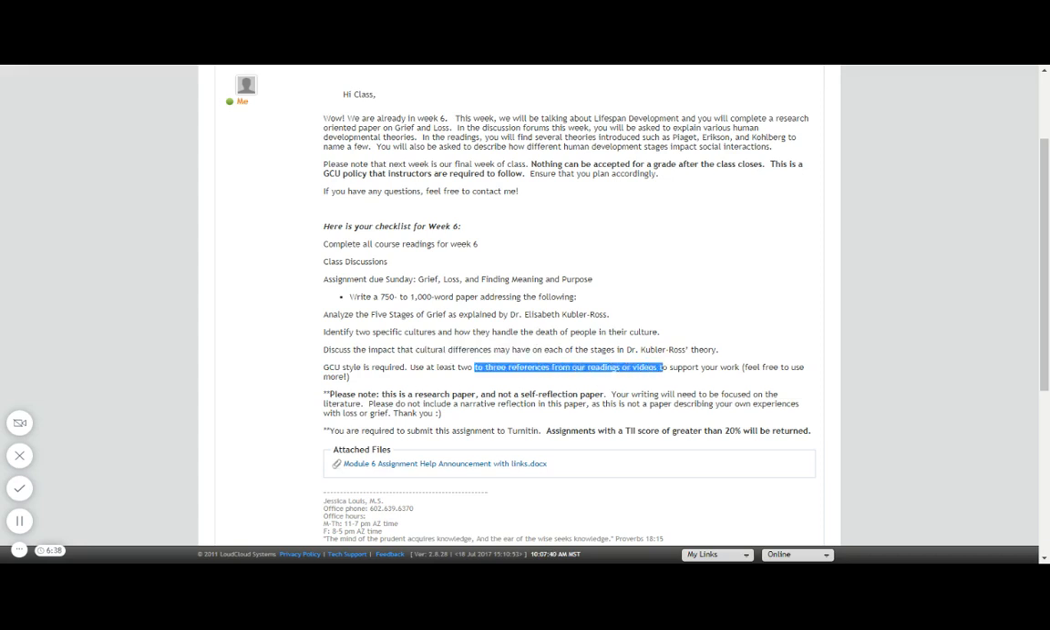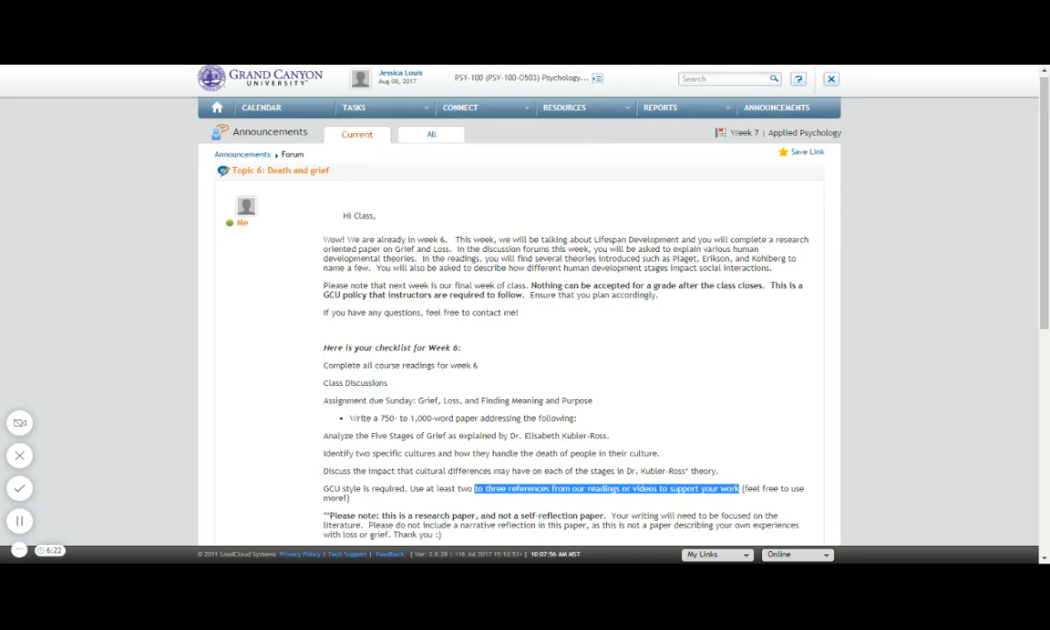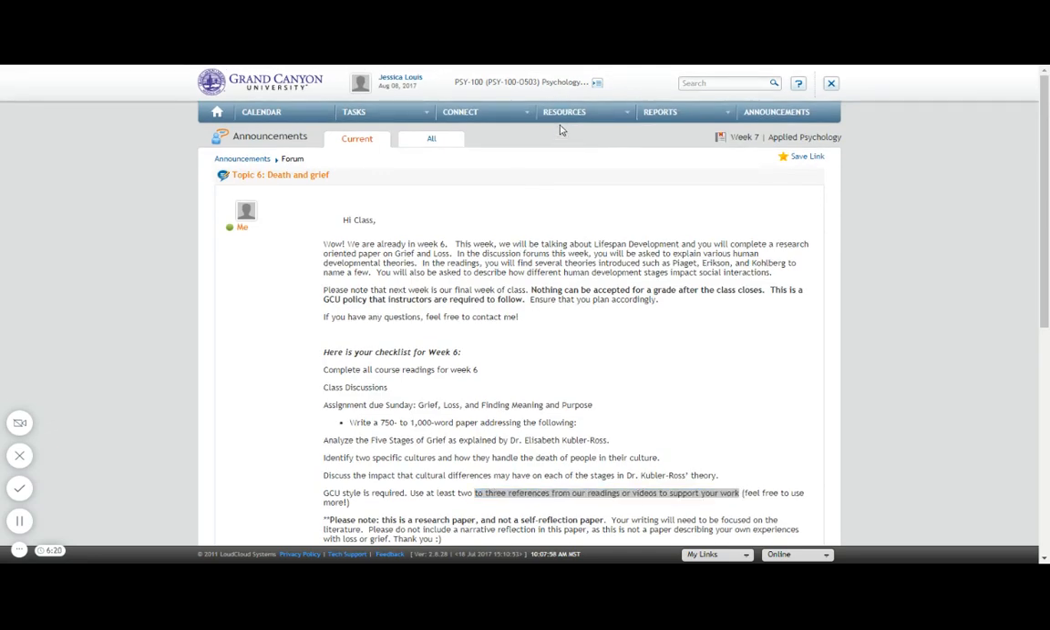You need 2 to 3 references from readings or videos. You may also use the GCU library, okay, or any other scholarly resource. Side note, Wikipedia is not a valid source, all right? If you have questions about what a scholarly source is, that information is typically listed here under add-ons.